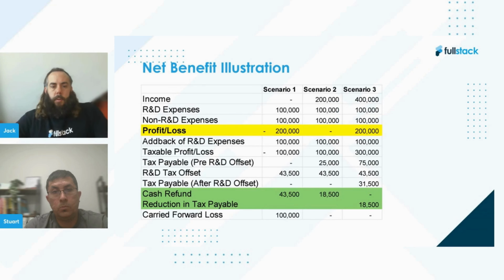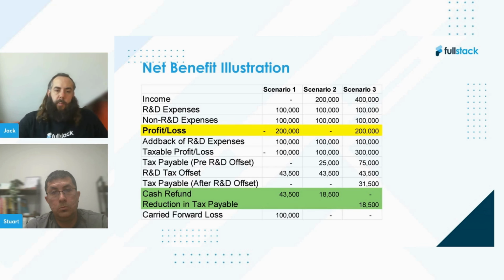So I just wanted then to run through a quick example to illustrate the net benefit of claiming R&D. So I mentioned rates. There's the 43.5% refundable tax offset for most companies. That is the 25% company tax rate plus an 18.5% premium for conducting R&D. And depending on the overall financial position of the company at the end of the year, that can greatly affect how that offset is actually received.